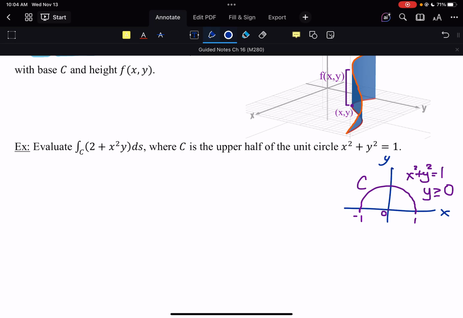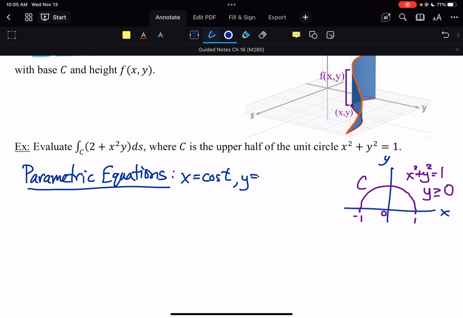What we want to do is come up with a parameter. We want to parameterize this. So we need to think back to our parametric equations. When we're working with circles, we can use things like polar, but we get the parametric equations for the unit circle. We're going to have x equals cosine of t, y equals sine of t. And because we're only working with the upper half of the unit circle, t is just going to go from 0 to pi, not 0 to 2 pi.